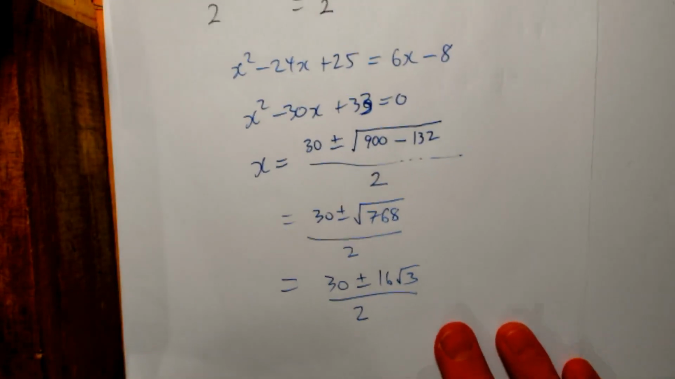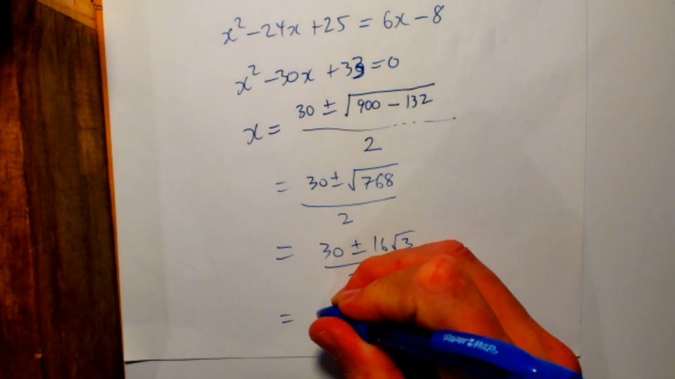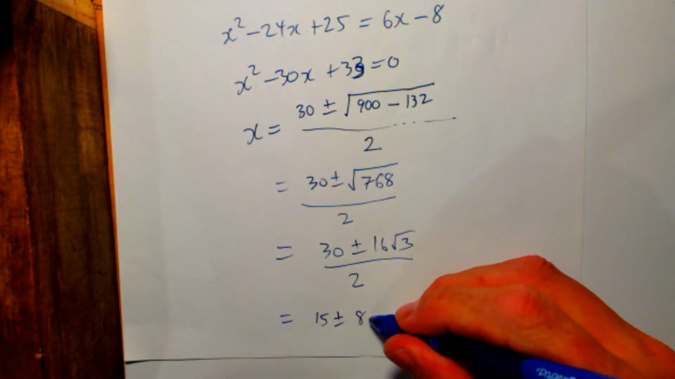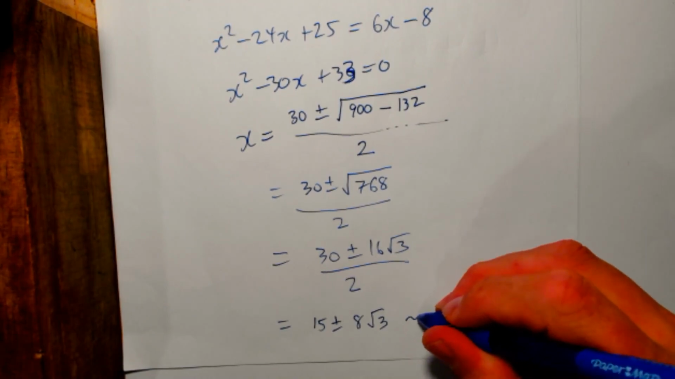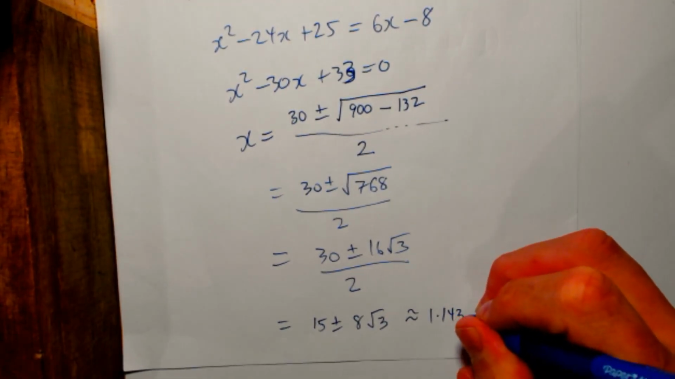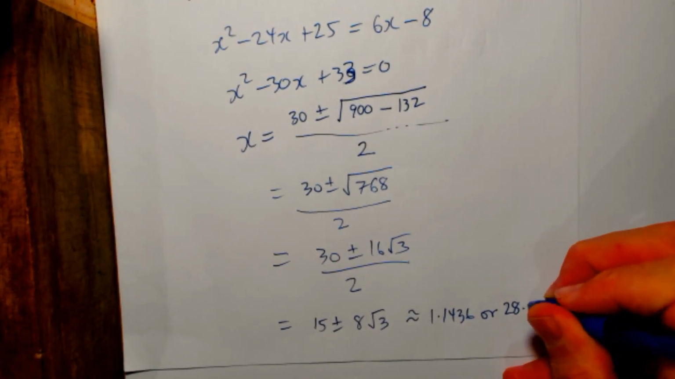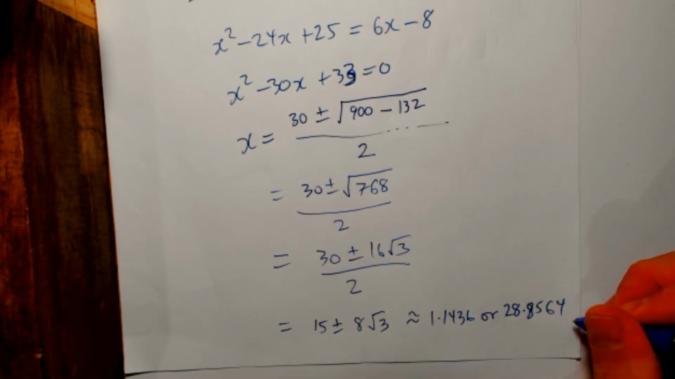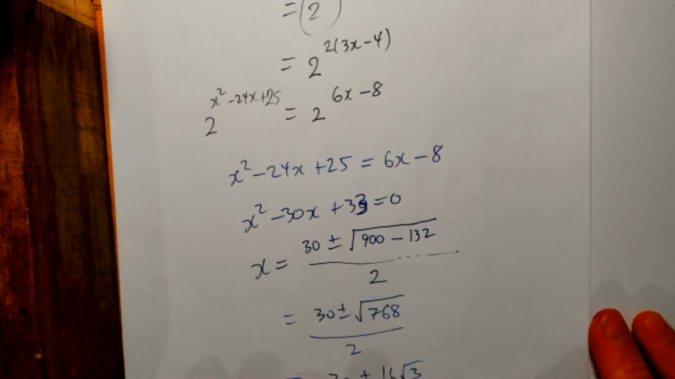Sixteen is divisible by 2. 30 is divisible by 2, so we have 15 plus or minus 8 root 3, and if we estimate these two values, we have 1.1436 approximately, or 28.8564 approximately. Okay, great, that's that one done.